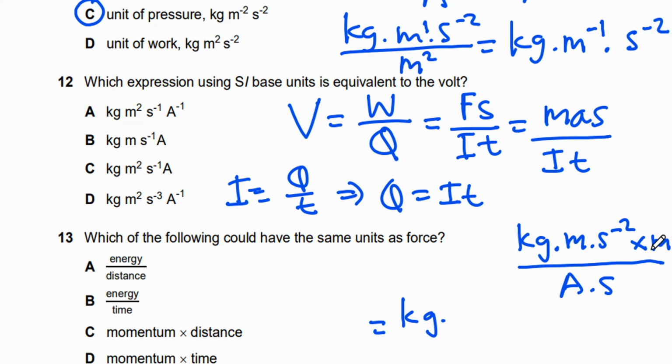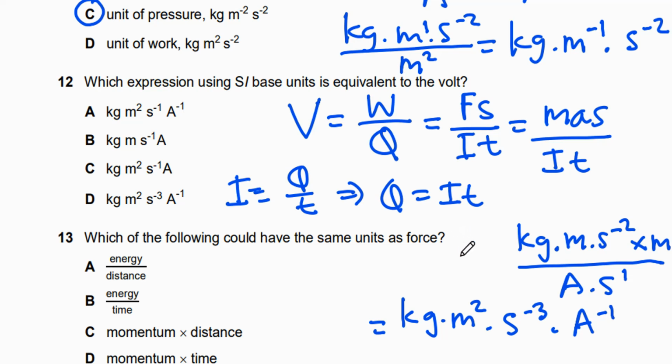So m times m is m squared. Then we have s to the power of 1 in the denominator. We can subtract the powers. So s to the negative 2 divided by s to the 1. Negative 2 minus 1 is negative 3. So it's s to the negative 3. And we can bring the amperes to the top. It becomes A to the negative 1.